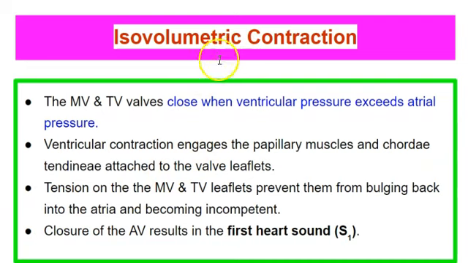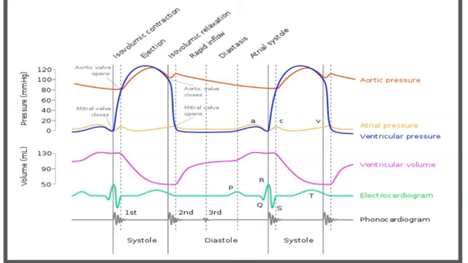So during isovolumic contraction, the mitral valve and tricuspid valves close when ventricular pressure exceeds atrial pressure, and we can see that happen right here. They're going to close here when ventricular pressure, this blue line, exceeds atrial pressure, this yellow line. That's when the mitral valve and the tricuspid valve are going to close.